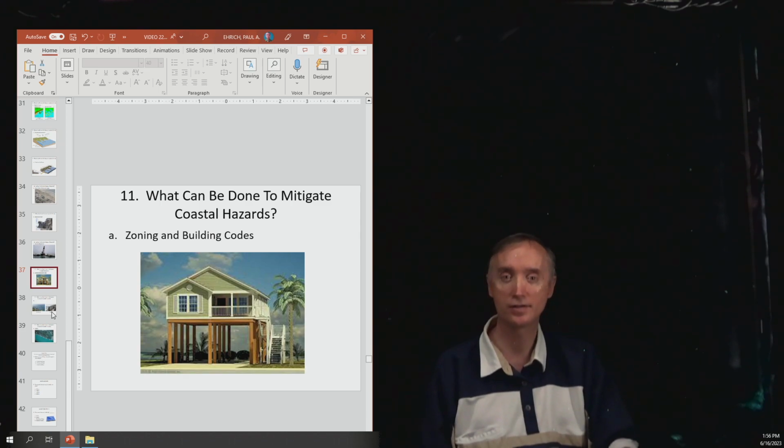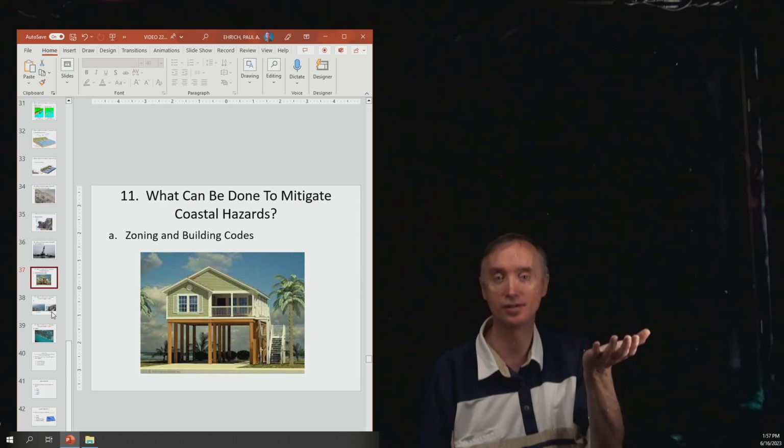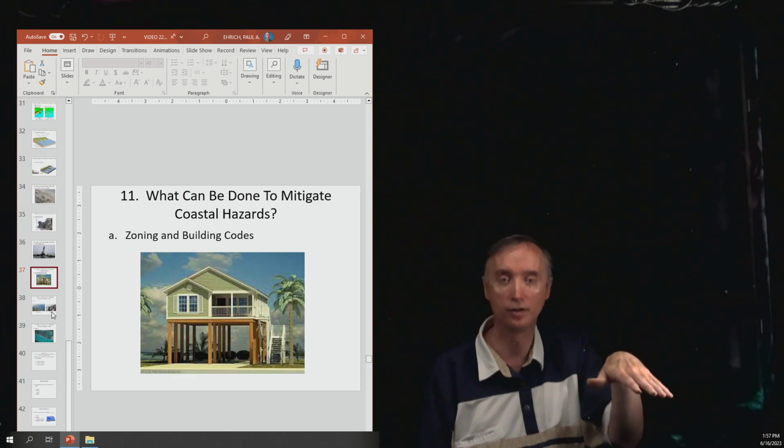Building codes. Your house has to have special glass in it that is able to withstand the winds and the debris that might be coming from a hurricane. Another thing might be to take your entire house and put it on stilts so that it would be above the level of the water if a hurricane comes in.